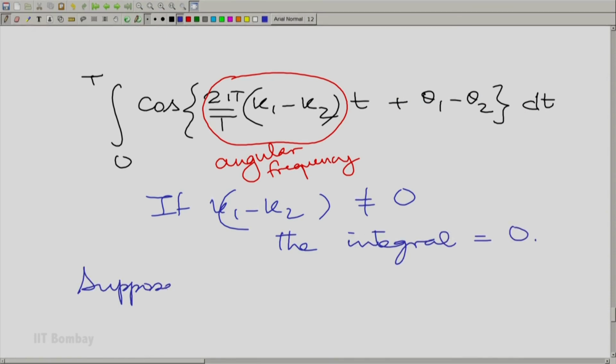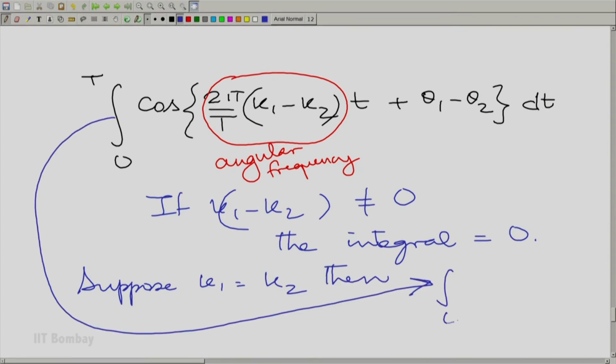However, suppose k1 equal to k2, then the second integral essentially becomes the integral from 0 to T of cos(theta 1 minus theta 2) dt, which is essentially a constant. It is T times cos(theta 1 minus theta 2). So, the interesting thing here is that if you have two sinusoids, both of which have non-zero angular frequency and the two angular frequencies are different, their inner product is 0 when restricted to the interval. What do you mean by the inner product being 0? When is the inner product of two vectors 0? When they are perpendicular. Only perpendicular vectors have a 0 inner product.